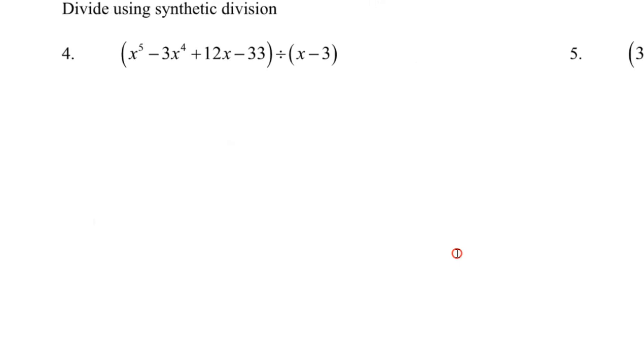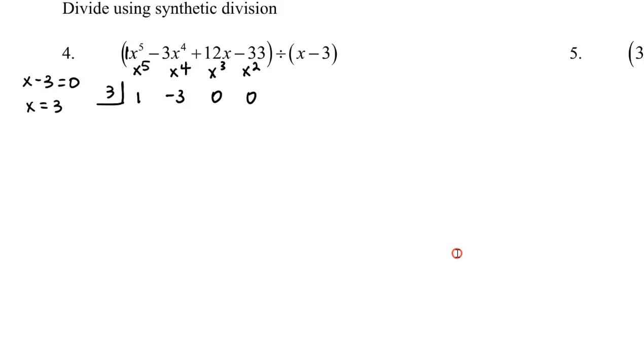To set up example 4 using synthetic division, I will first set the divisor equal to 0 to see that the number that goes into the box is 3. I will put 3 in the box and line up the coefficients of my dividend. In front of x to the 5th, there is a 1. In front of x to the 4th, there is a negative 3. There is no number in front of x cubed, nor is there any number in front of x squared. In front of x, there is a 12, and the constant term is a negative 33. I've skipped a line. I've put my plus sign.